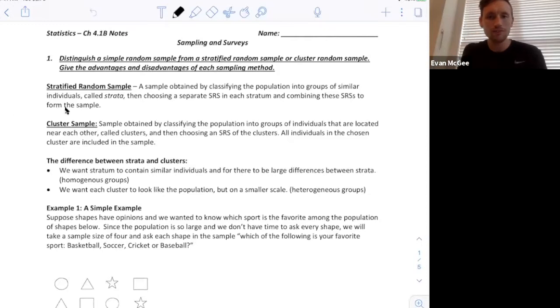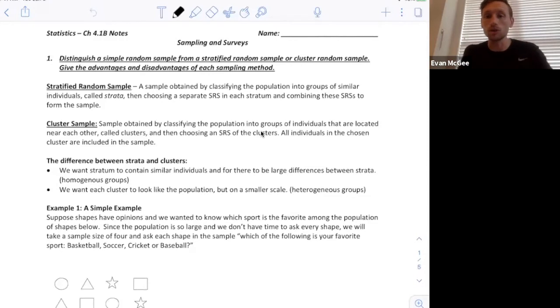A stratified random sample is when we put individuals in the population into similar groups, and these are called strata. Then we take a simple random sample from each stratum. A cluster sample is when we put the individuals into groups based on their location, and these are called clusters. Then we take a simple random sample of the clusters. So we get one cluster, or however many clusters we need, and we use everyone in the cluster.